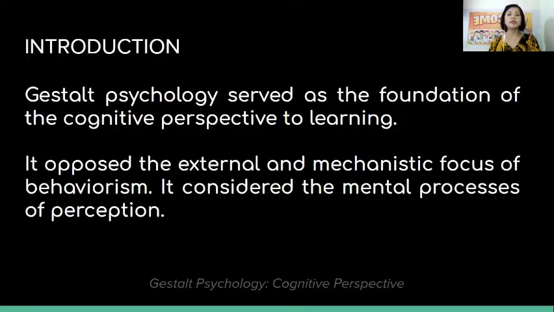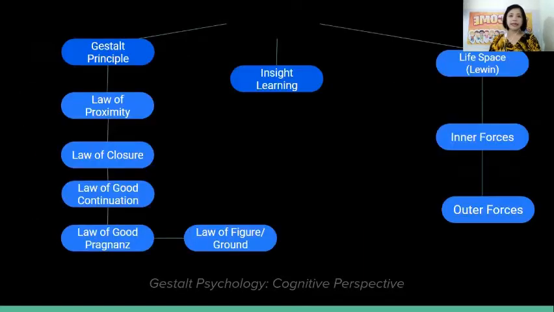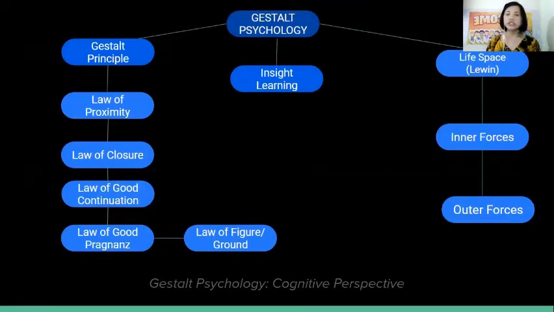It considered the mental processes of perception. Now we can see the advance organizer here about Gestalt psychology. Under that, we have the Gestalt principles, and we have some laws here. First is the law of proximity, second is the law of closure, third is the law of good continuation, fourth is the law of good pregnancy, and last is the law of figure or ground. There is also insight learning, and the last is the life space. Under that are the inner forces and outer forces. As we move on in our discussion, we will discuss what these mean.